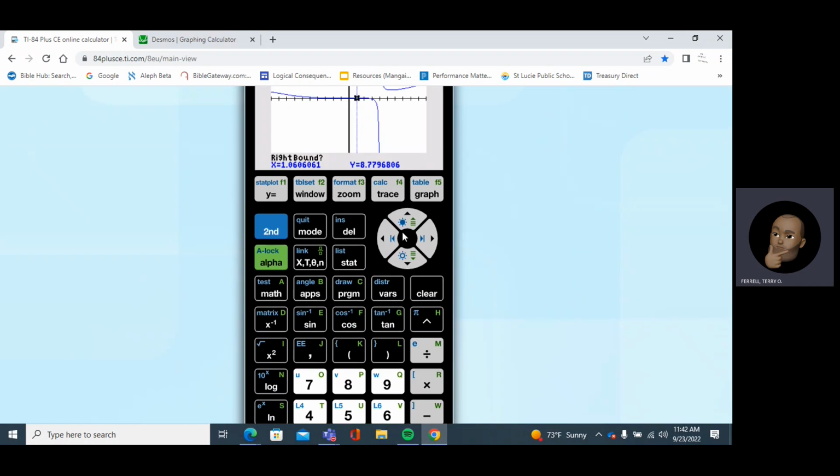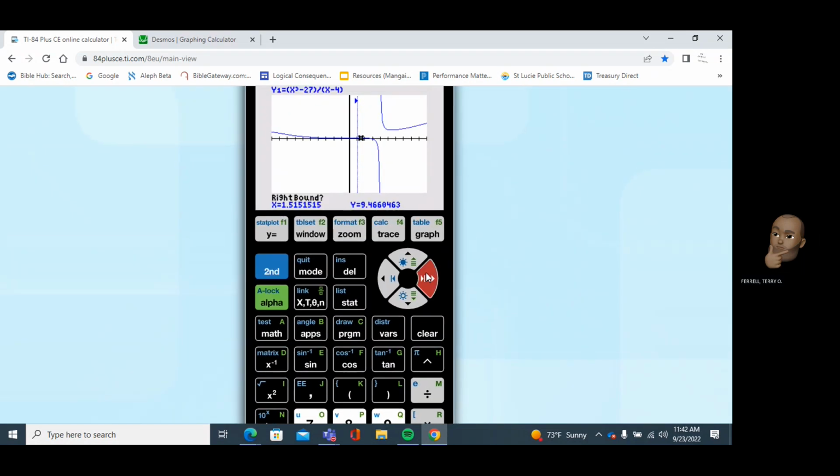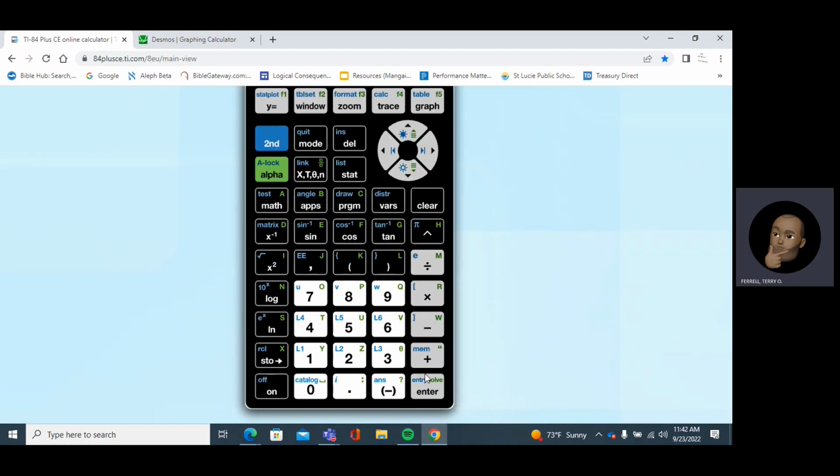A little bit to the left of it. I'm going to go a little bit to the right of it. So I'm just going to move it maybe here. I know that's a little bit to the left of that point. Doesn't have to be exact. It's saying guess, hit enter again.